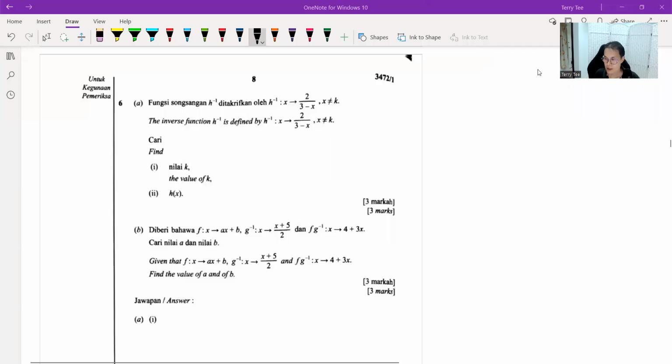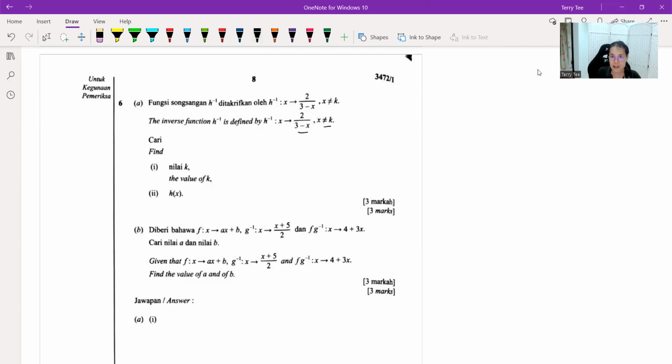Okay, question number 6 is from the chapter on functions. For the first part, they give us the inverse function defined by this, and it's stated here that x is not k. Now, remember, a function becomes undefined when the denominator is 0. Any number you divide by 0 is infinity. It can be 2, it can be 1, it can be any number, right? We divide by 0, you get infinity.